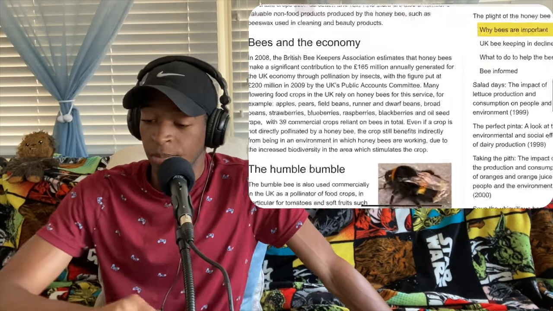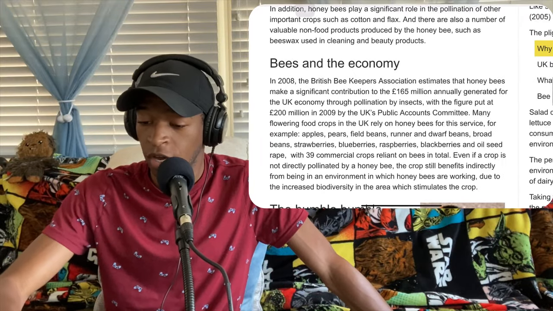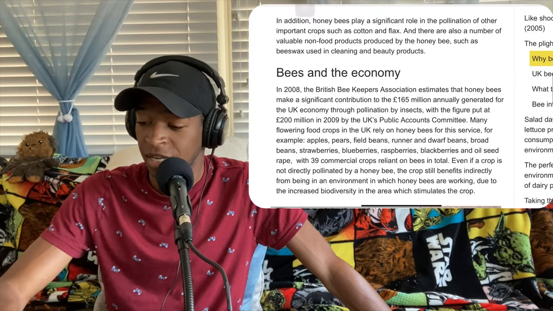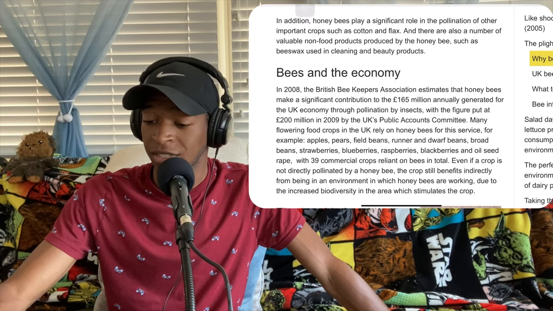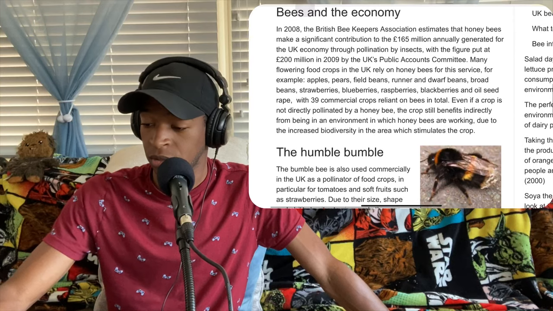In addition, honeybees play a significant role in the pollination of other important crops such as cotton and flax, and there are also a number of valuable non-food products produced by the honeybee, such as beeswax used in cleaning and beauty products. That's right. Bees in the economy. Care about this. In 2008, the British Beekeepers Association estimated that honeybees make a significant contribution to the 165 million euros annually generated for the UK economy through pollination by insects, with the figure put at 200 million euros in 2009 by the UK's Public Accounts Committee.